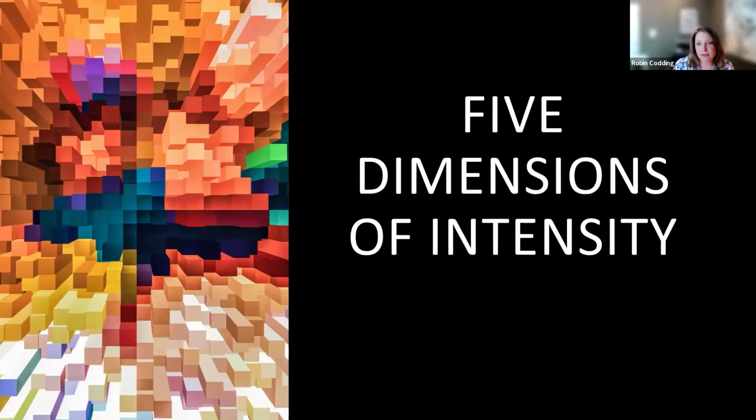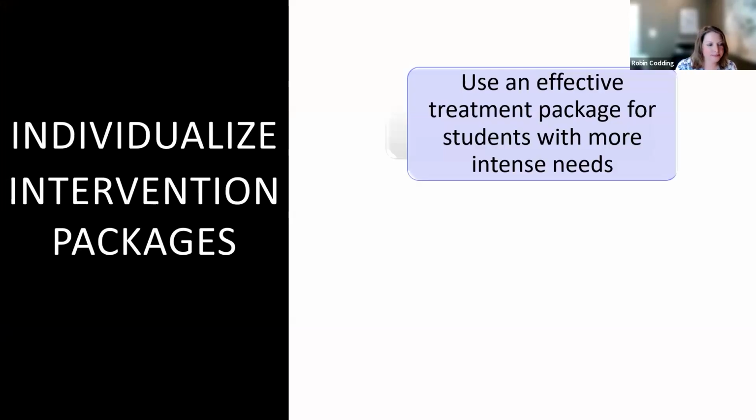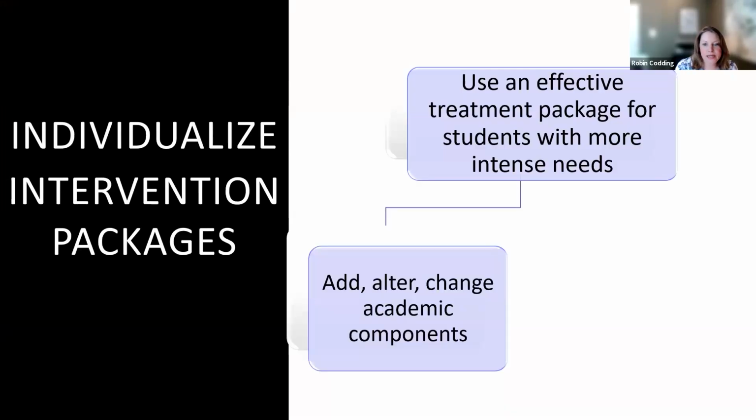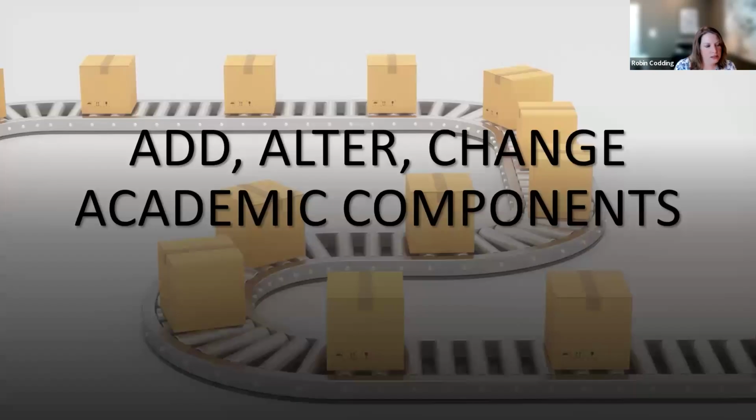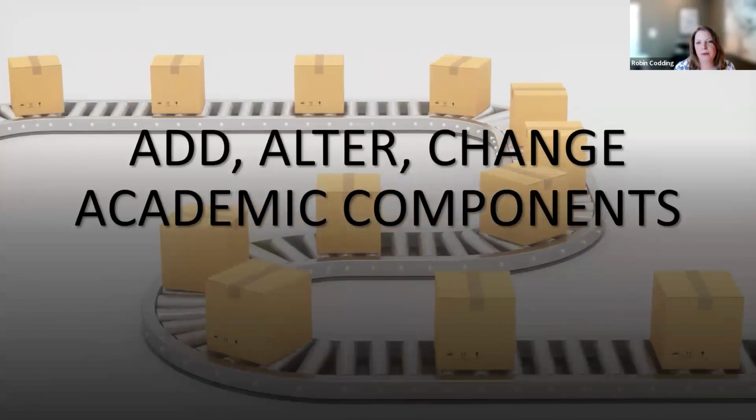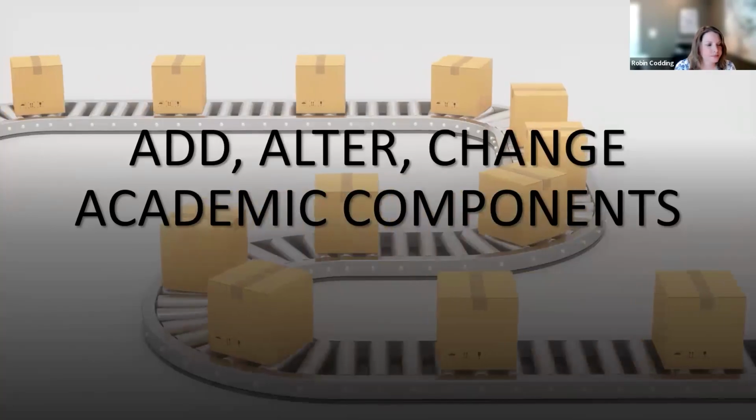So here are those 5 dimensions of intensity unpacked. We're going to start with adapting that intervention. So we're going to add, alter, or change those components. And we're going to talk about doing that in 2 ways. We are going to add, alter, or change academic components, or we are going to consider adding behavior supports and/or self-regulation strategies. So first, we're going to think about adding, altering, or changing those academic components of the treatment package.